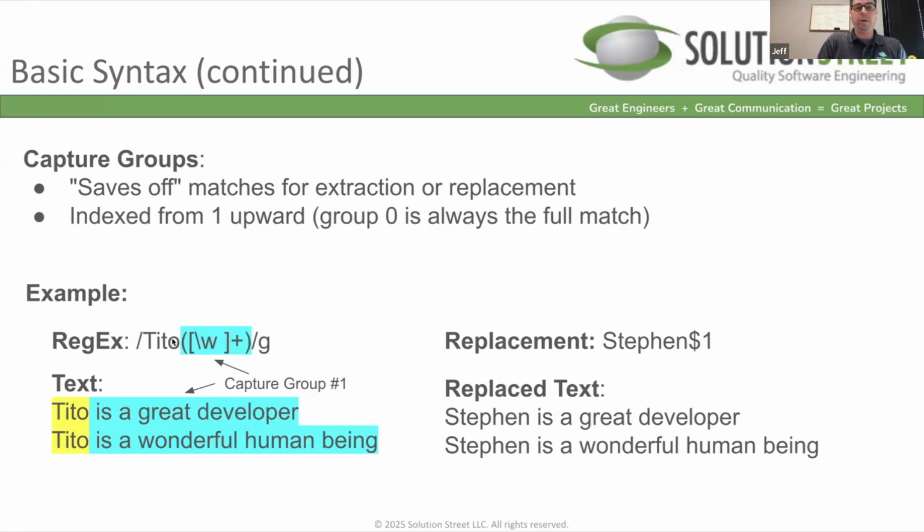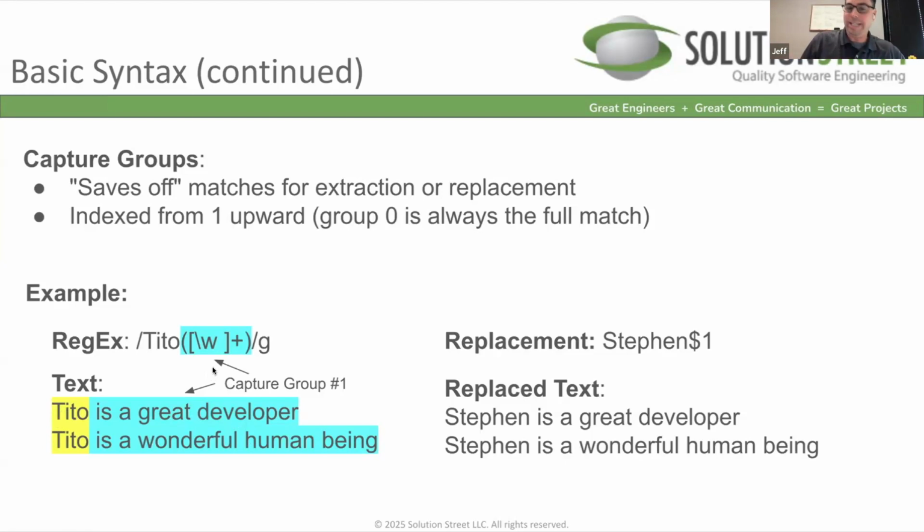So I want to find the word Tito, and then I want to capture a \w, so that's a word character or a space. Interesting here, I put a space one or more times. So anything that starts with Tito and has word characters or a space one or more times. Now I have some text. Tito is a great developer. Tito is a wonderful human being. Both of these match the entire regular expression, but the blue area is what gets captured.